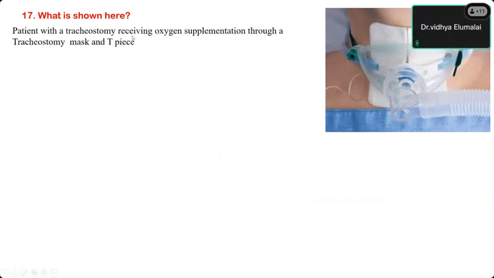What is shown here? Patient with tracheostomy connected to a ventilator. See, this is the tracheostomy tube in the middle, and you have something here like a mask with a corrugated tube. This is the patient with tracheostomy receiving oxygen supplementation through a tracheostomy mask and T-piece. Okay, this is a combination of tracheostomy mask. You can see this is being separately tied here, and this is the T-piece which is delivering the oxygen.